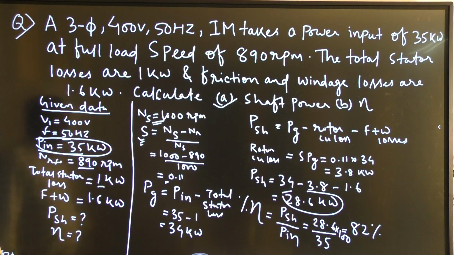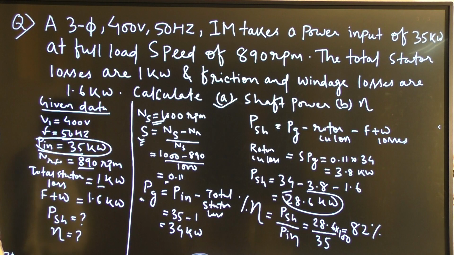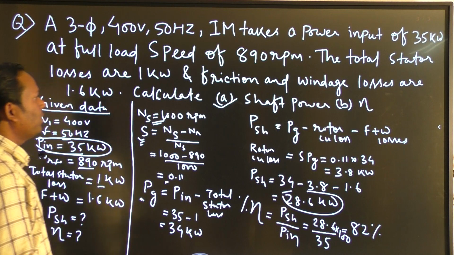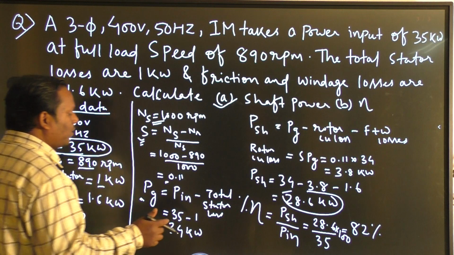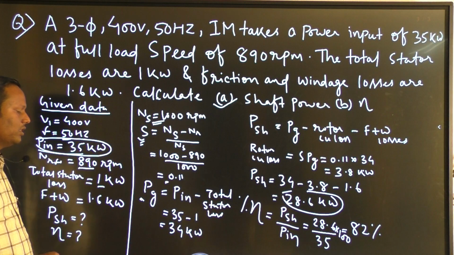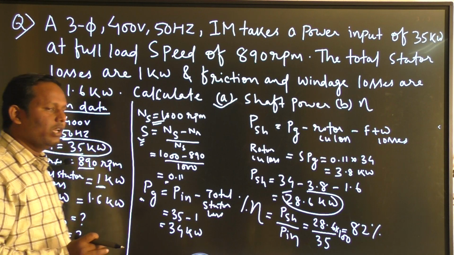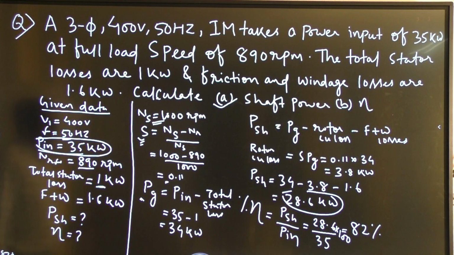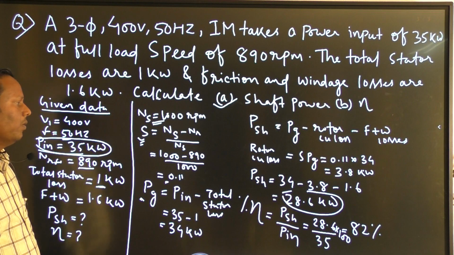From this, in the next step we find the rotor input. Rotor input or air gap power PG is equal to stator input minus total stator losses. In total stator losses, there are two losses: stator core loss and stator copper loss. These combine to give you the total stator losses, which is 1 kilowatt, mentioned in the question. So PG or rotor input is equal to stator input minus total stator losses, 35 kilowatt minus 1 kilowatt, which gives you 34 kilowatt.